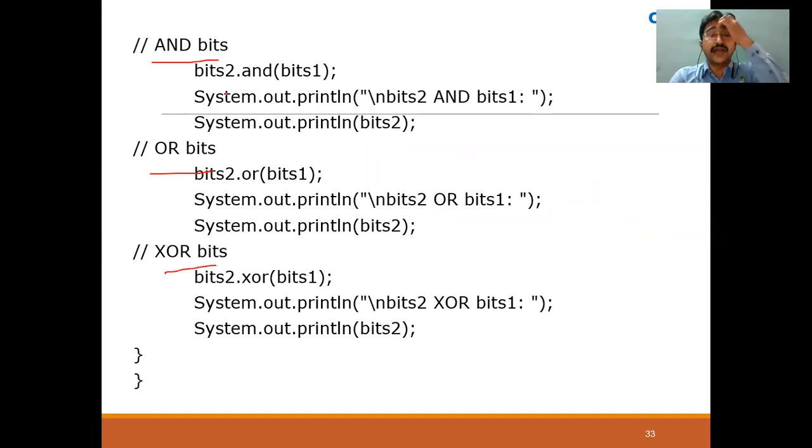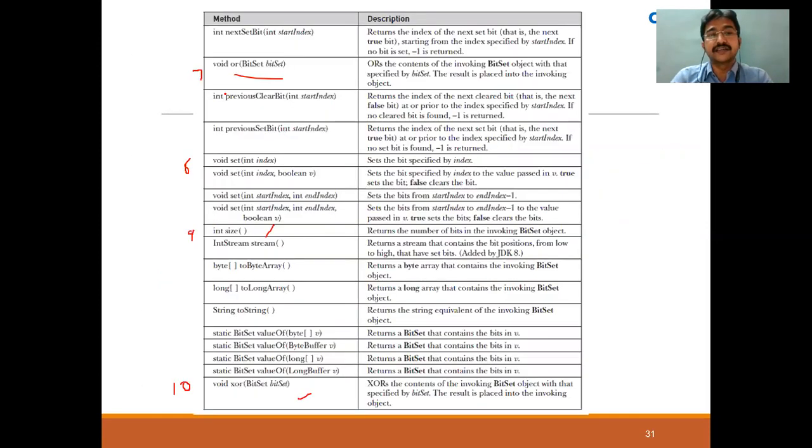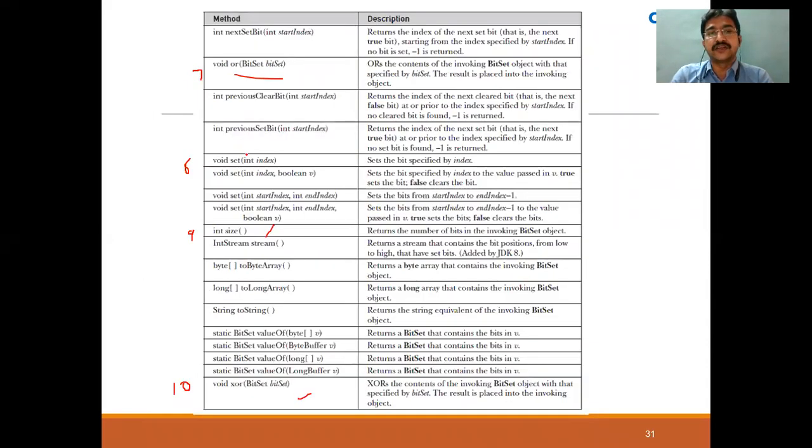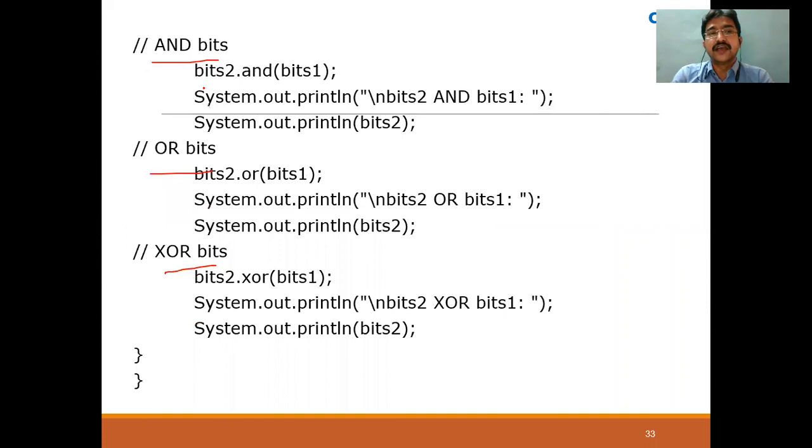Now, how to call the AND method? We already know the syntax. We know the syntax of AND of bitset. What is the parameter we need to pass to the AND method? The object we need to pass is a bitset object. Now, how to call it: bitset 2 dot AND of bitset 1. Now we are performing an AND operation between bitset 2 and bitset 1.